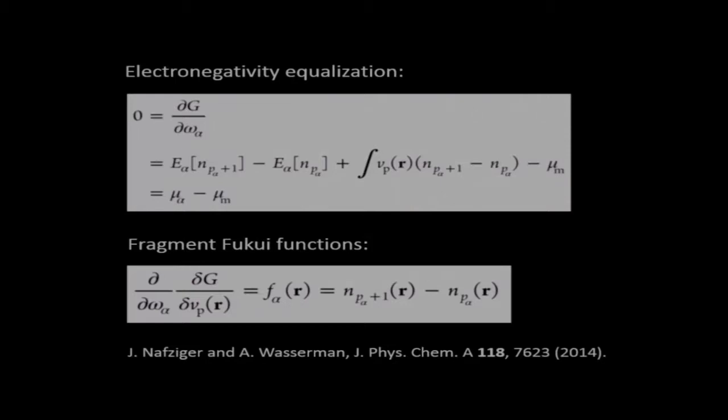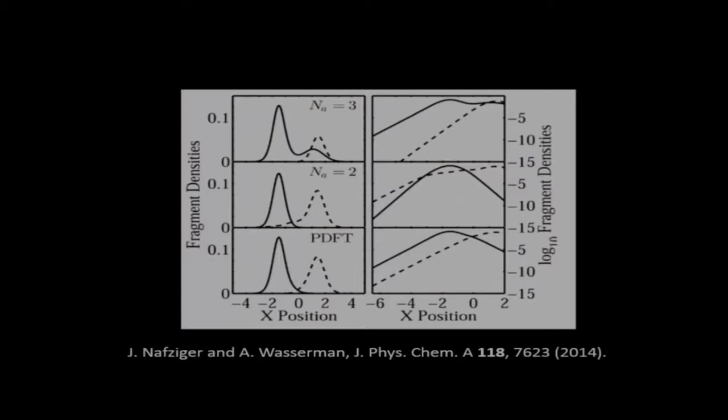So at the minimum that we're finding for partition DFT, the fragments have the same chemical potentials and equal to the chemical potential of the molecule. That is, the electronegativities are all equal. And you can see that, I think, in my next slide. Yes, at the PDFT solution for a model system, both fragments, the left and the right fragment, have the same asymptotic decay.